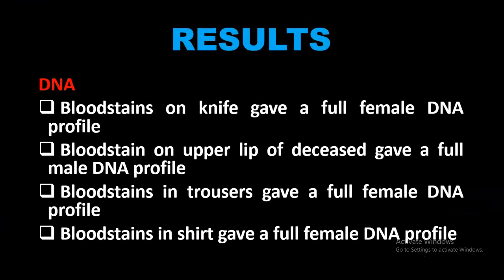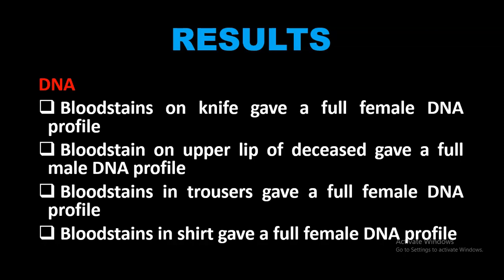Now, results for DNA testing. Blood stains on the knife gave a full female DNA profile. So, blood stains on the knife was blood from a female, so it gave a full female DNA profile. Blood stain on upper lip of deceased woman gave a full male DNA profile. So the substance on the upper lip of the deceased woman was indeed human blood, and it was male blood, so it gave a full male DNA profile.